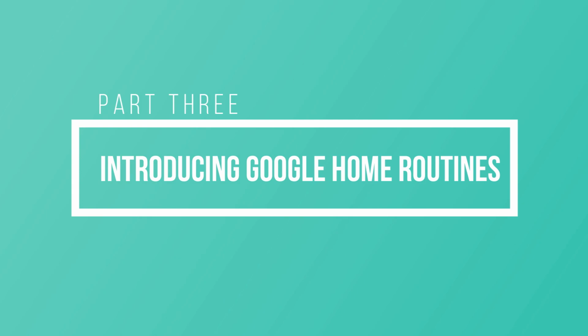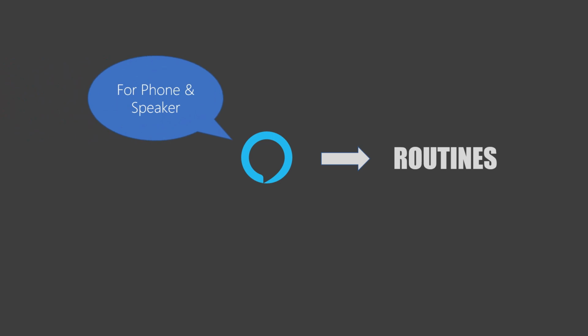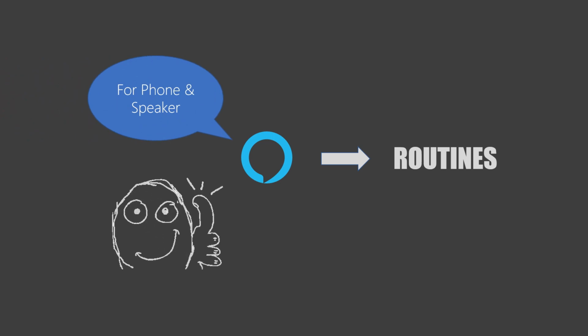Part 3. Introducing Google Routines. Google also has its routines, but it's quite different from what Alexa can do. Alexa is simple and powerful, making one app for all. But many people are confused with Google Assistant and Google Home app. You can use routines in Google Assistant without speaker, but only on phones.